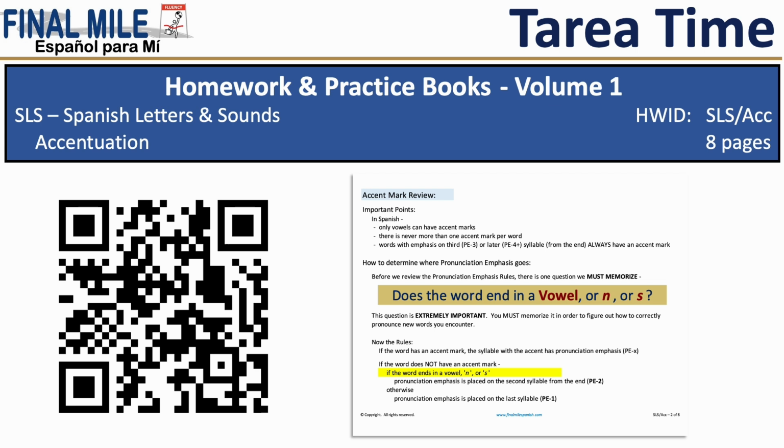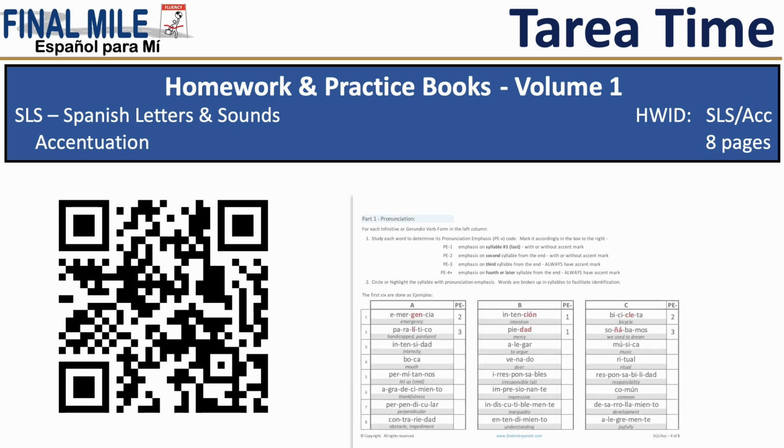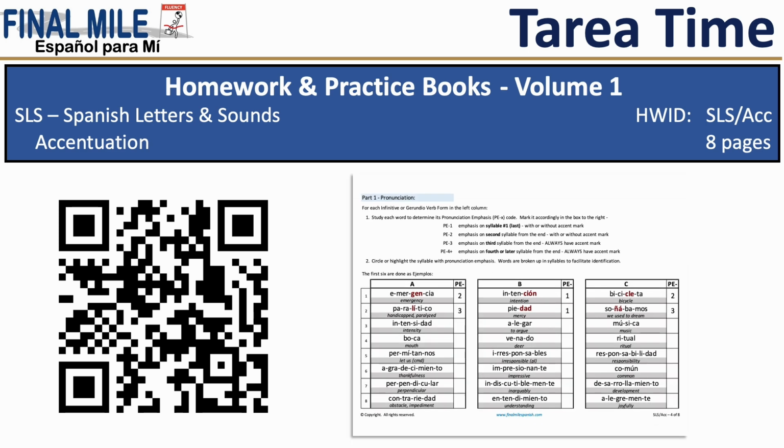And let's have a look at some of the pages, okay? So here we go. You see that you are reminded in the homework and practice exercise, which is in paper and pencil there, okay? It's all in print. You will have an opportunity to review the rules that you learned in the lesson. And this is the type of exercise that you're going to be doing, okay? You're going to be identifying the word as a PE 1, 2, 3, or 4 plus. You are going to take a highlighter or a pencil and circle the syllable that has pronunciation emphasis, and you are going to pronounce the words.